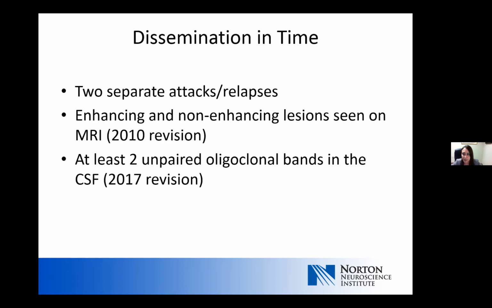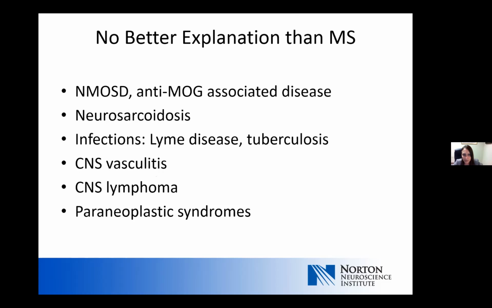All right, so if a patient had one clinical attack and lesions that look like multiple sclerosis in multiple areas, if they have unpaired oligoclonal bands in the cerebrospinal fluid, we say that's enough. You can be diagnosed with multiple sclerosis at this time. And the last one is no better explanation than MS. So these are just some of the things I think about when I'm looking at MS patients.